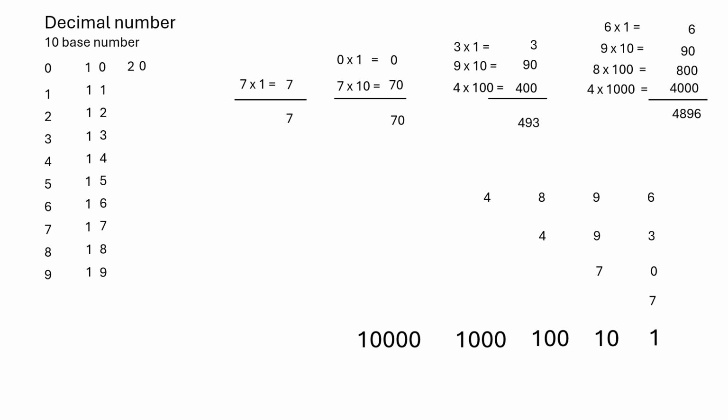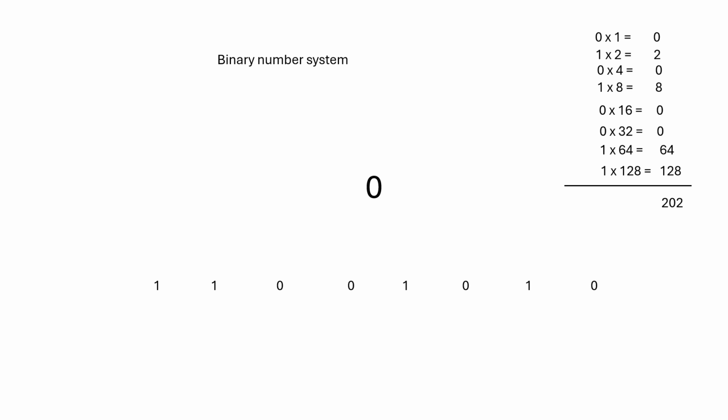Now that we know how decimal numbers work, let's go ahead and learn about binary. Now let us have a look at the binary number system. This system works with only two numbers, 1 and 0. If you remember, the decimal number system works with numbers from 0 to 9. Here is how the numbers increase in binary.